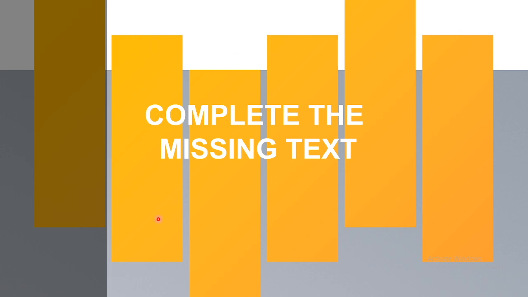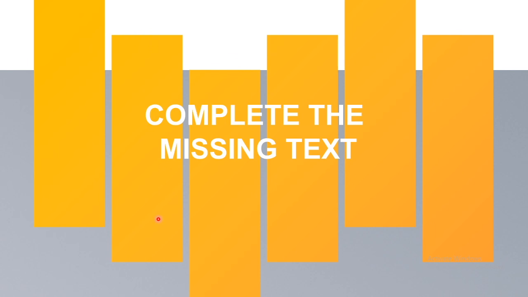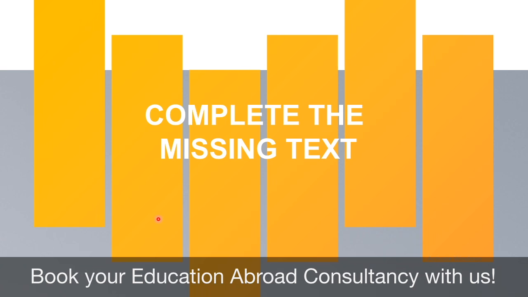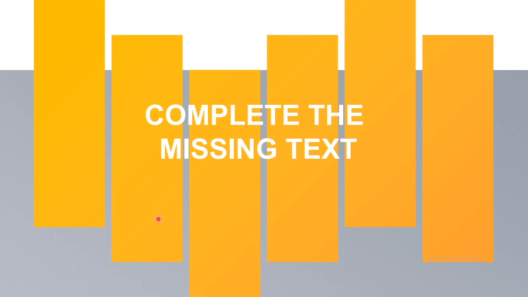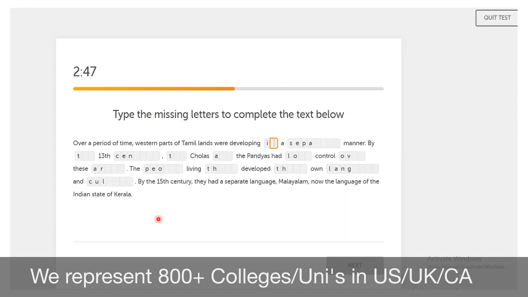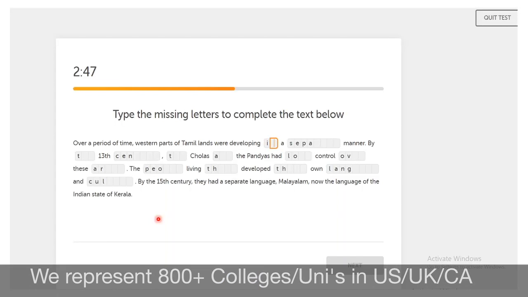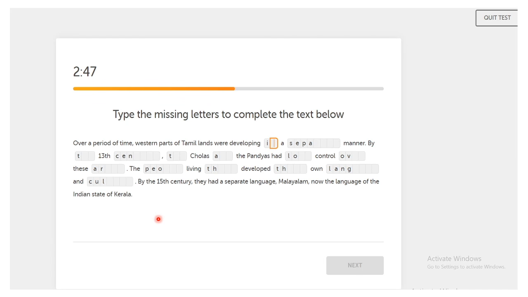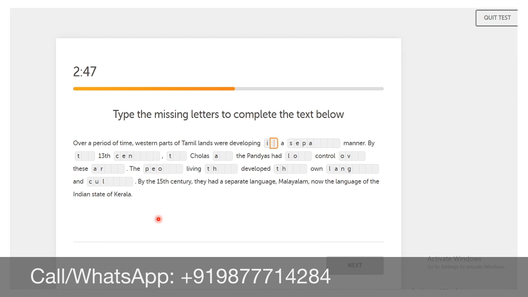We are taking up one kind of question at a time from the Duolingo English test, and today we'll be taking into consideration the complete the missing text kind of question. So let's get started. Now this is how your question will look like. We also did a similar question in the previous video.